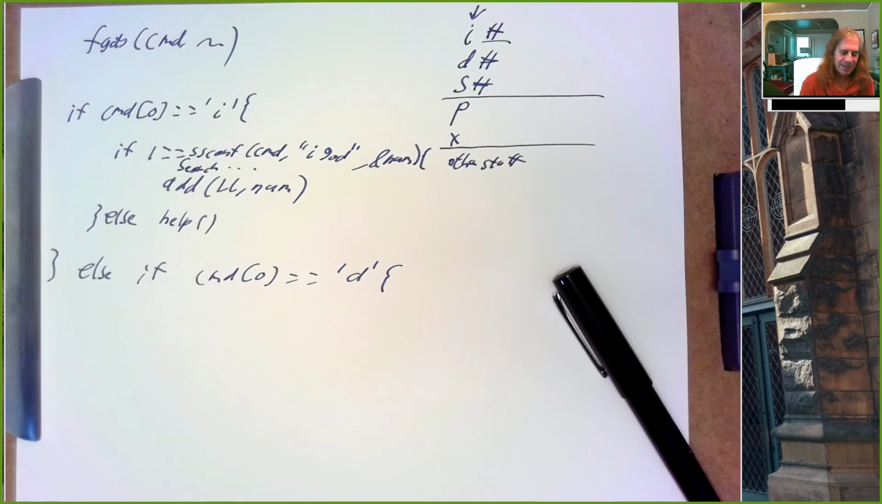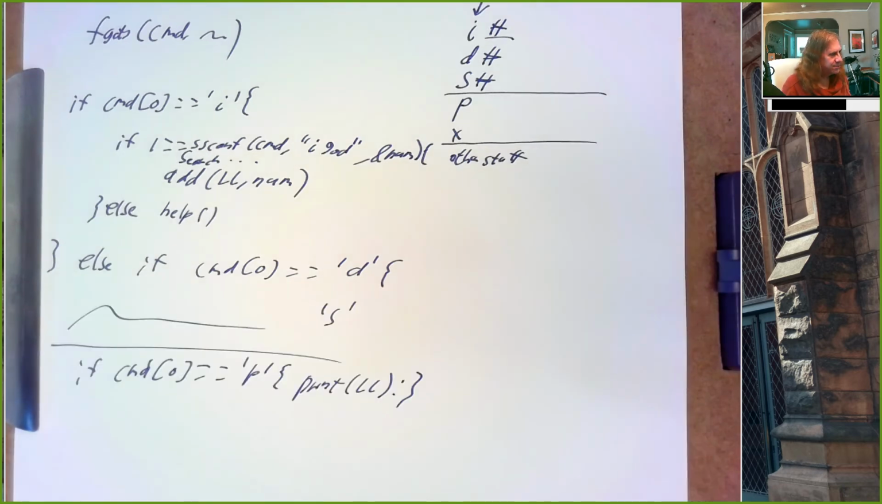For print and X, right, if command bracket 0 is a P, just call the print method. And if it's an X, you can just say return. Yeah, so someone says they check buffer 0 for each case and parse if necessary. That's exactly what we're talking about. So I think that's a great way to do it.